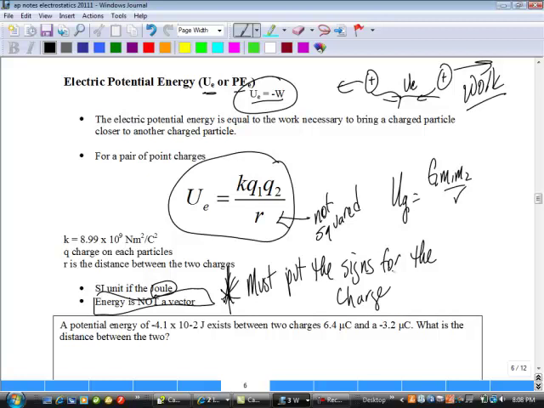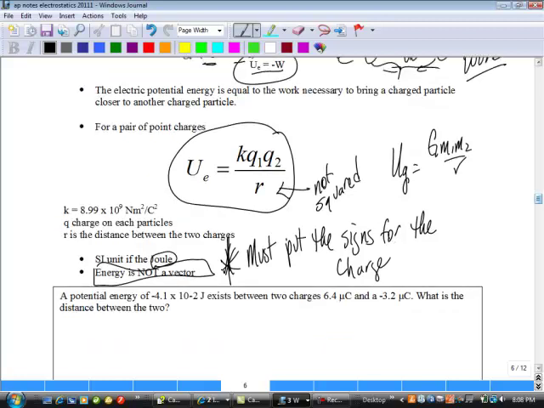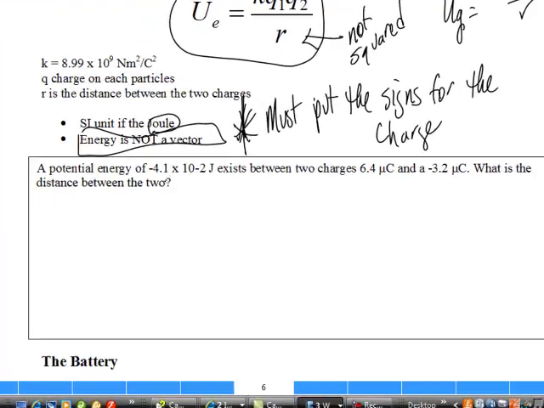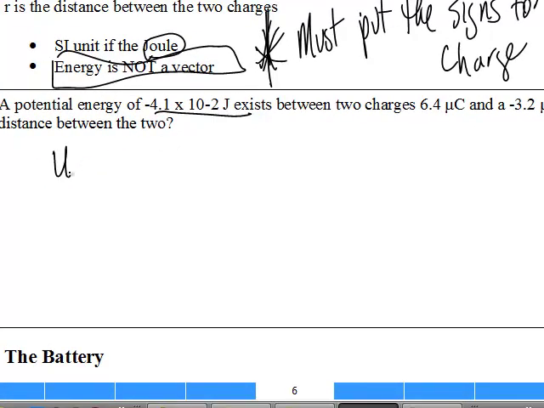Bear with me for just a second as I find a calculator, because we're going to have to do some calculations right now. A potential energy of negative 4.1 times 10 to the minus 2 joules exists between two charges, 6.4 microcoulombs and negative 3.2 microcoulombs. What is the distance between the two? Pretty simple stuff. This is my potential energy, so I'll label that negative 4.1 times 10 to the minus 2.